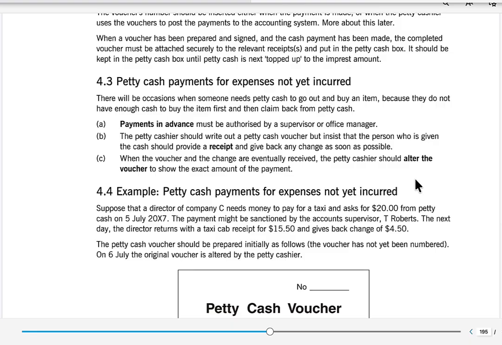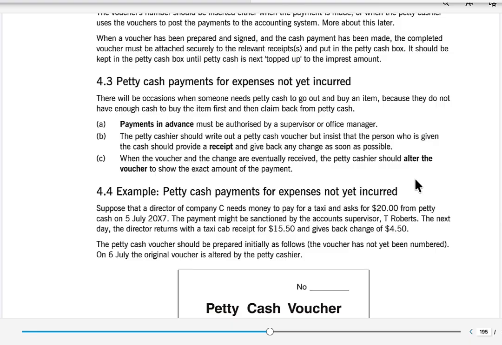This adjustment step is not extra work. It is a key accounting control, because the accounting records must show the correct expense. If the staff member was given $40 but only spent $35, then the expense is $35, and $5 should come back as change. If we forget to do this, petty cash will slowly lose money and no one will understand why. So the voucher adjustment keeps petty cash accurate.